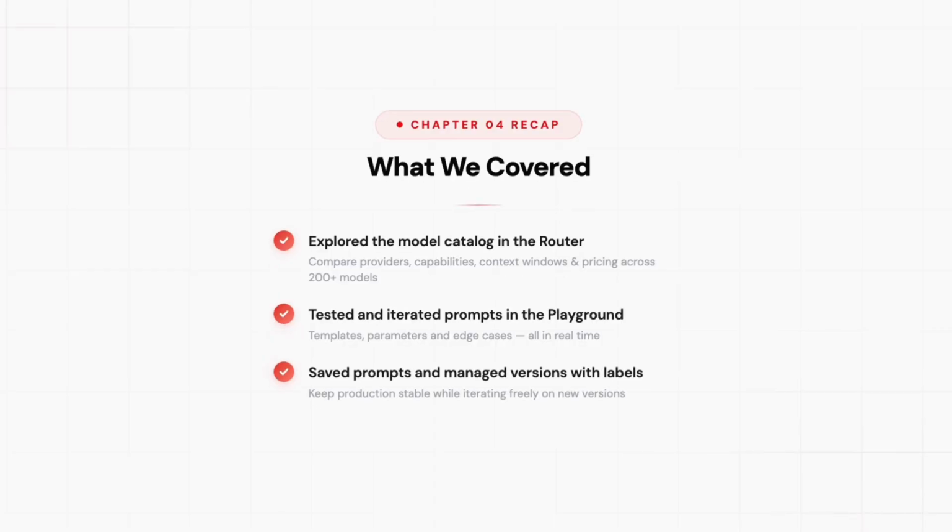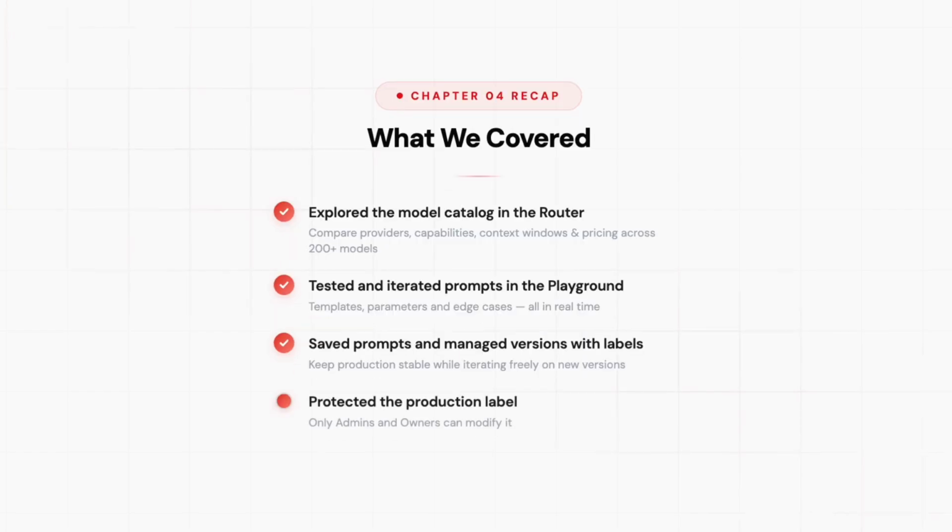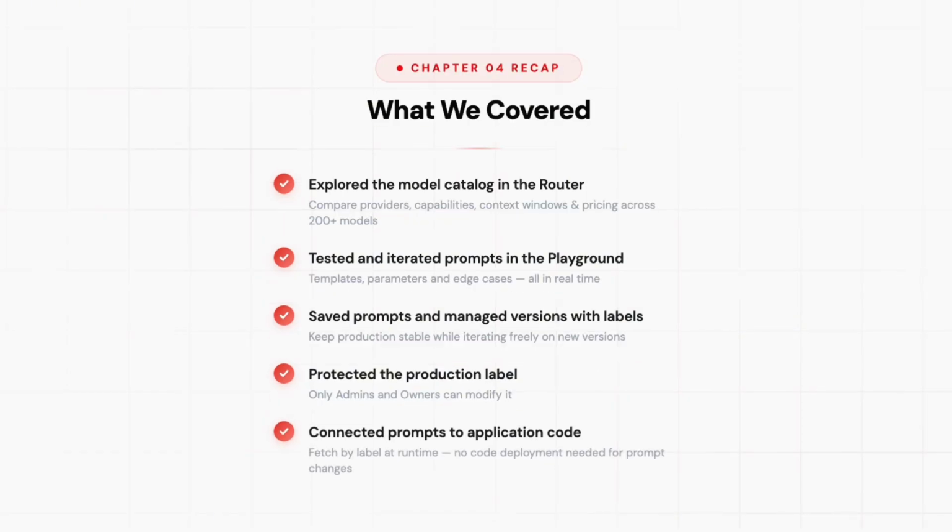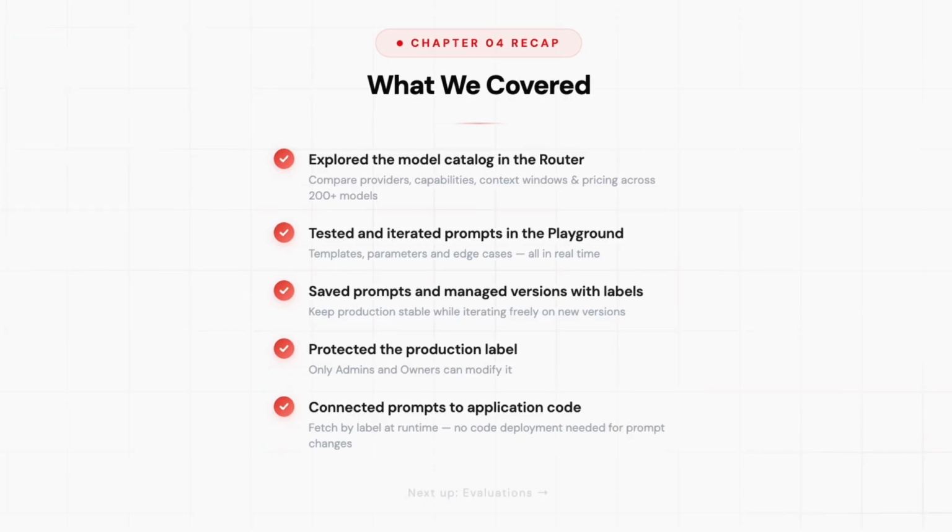We saved our prompt to the repository and learned how labels control which version your application uses, keeping production stable while you iterate freely on new versions, and we protected the production label so only admins and owners can modify it. Finally, we connected everything to our application code, fetching prompts by label at runtime so that prompt changes never require a code deployment.